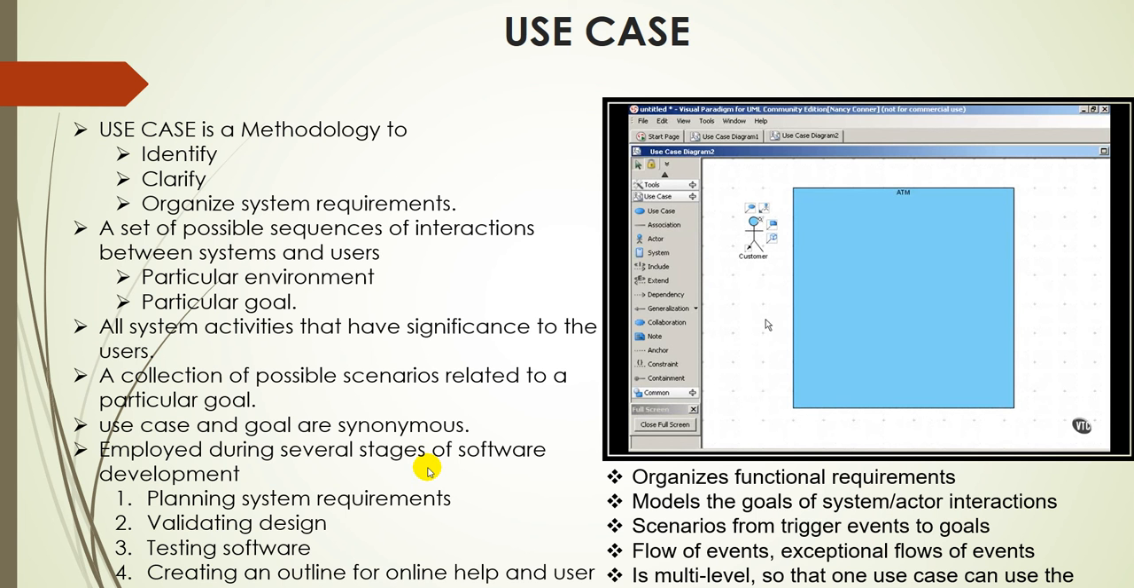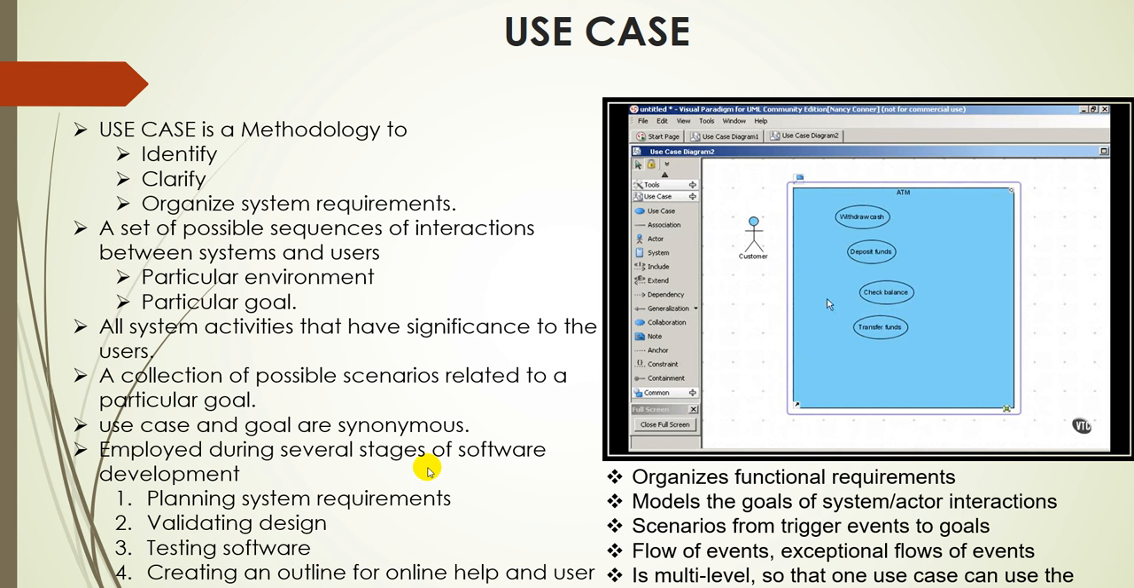So what goals might a customer have in interacting with an ATM system? Let's see what use cases we can identify. Withdraw cash. The customer might want to make a deposit. Customer might want to check the balance in an account. And the customer also might want to transfer funds. You might be able to think of a few more, but these will suit our purposes for now.